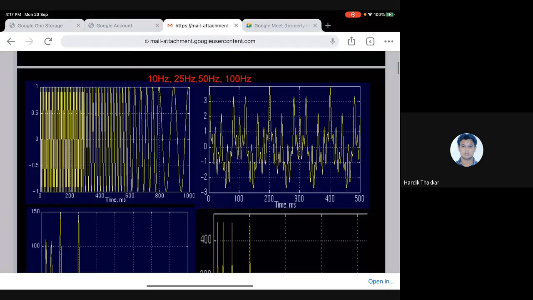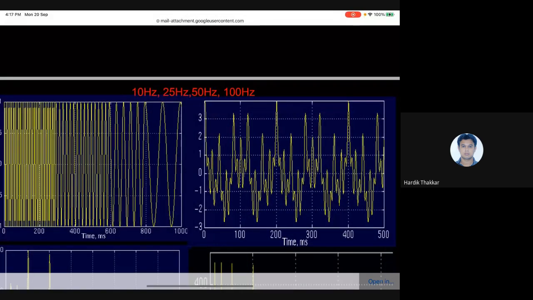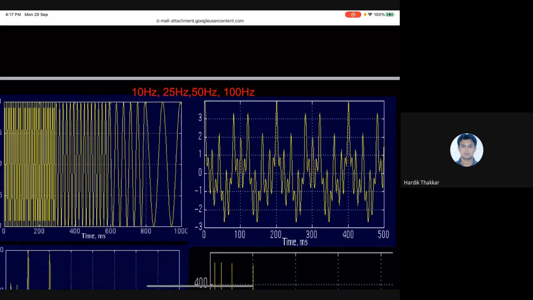See, can you see these two waveforms? Hello, can you see this? Yes, sir.